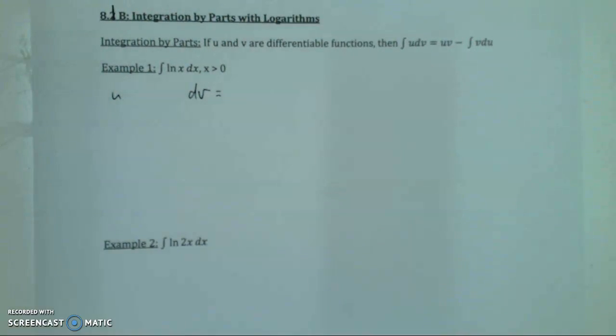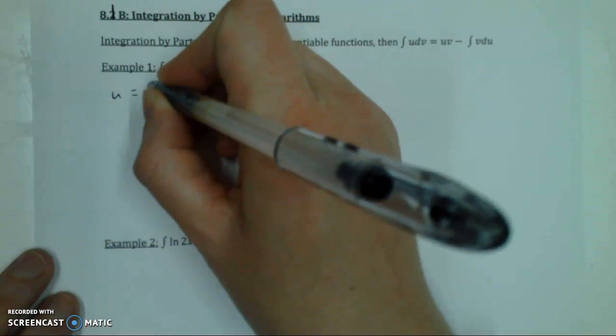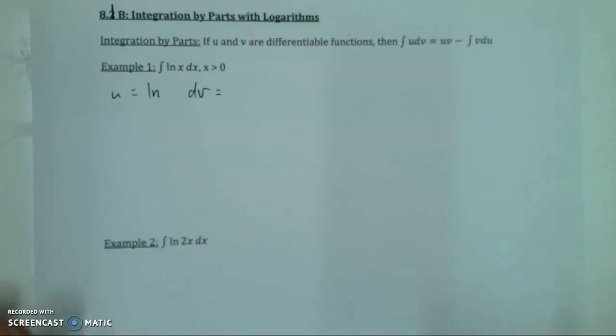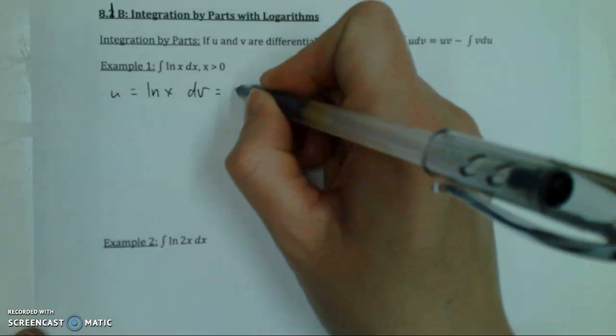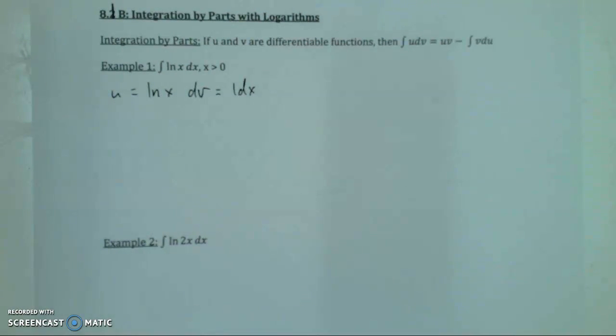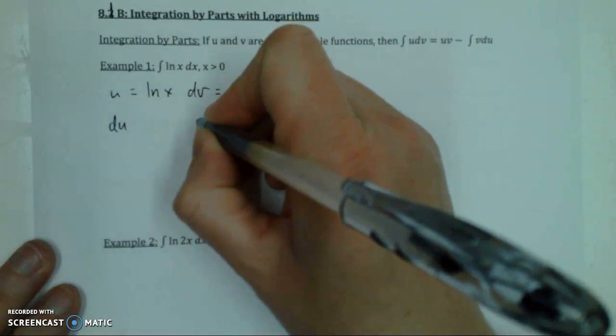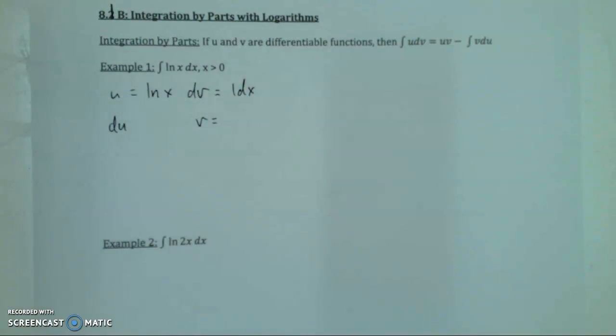So I need a u and a dv. Now, I might be inclined to put the natural log under dv, like I did the exponentials in the last section, but I don't actually know how to integrate the natural log. That's the whole problem here. So I can't put it under dv. Well, that means I have to put the natural log of x as u, in which case dv is just 1 dx.